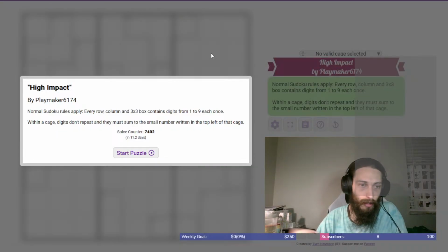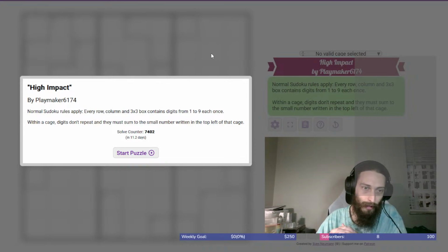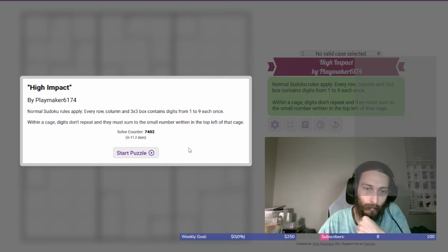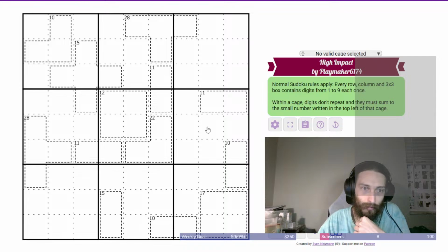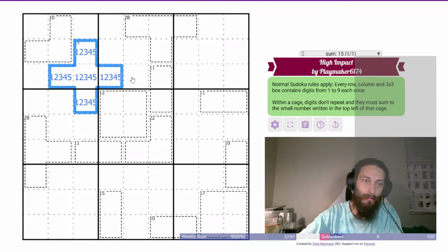Next one, High Impact by Playmaker 6174. Normal Sudoku rules apply. Every row, column, and 3x3 box contains digits from 1 to 9 each once. Within a cage, digits don't repeat, and they must sum to the small number written in the top left of that cage. We just have killer Sudoku rules. This 15 is 1 through 5.